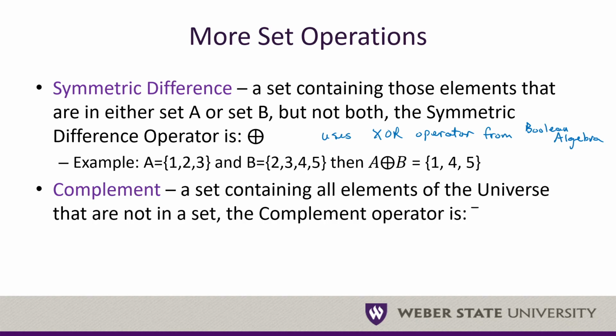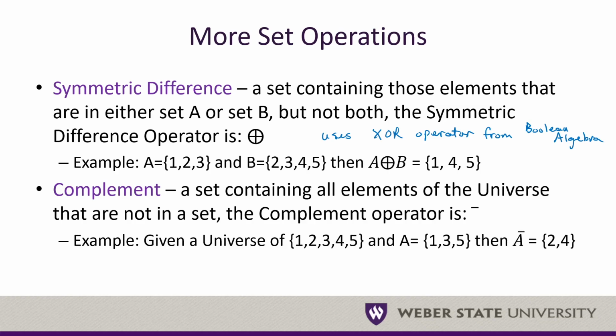And then our complement is the set of all things that are in the universe that are not in a particular set. So here, if the universe is 1, 2, 3, 4, 5, and A is 1, 2, 3, then the complement of A would be 4 and 5. Now, odd numbers, even numbers, kind of thing here. They're complements of each other.